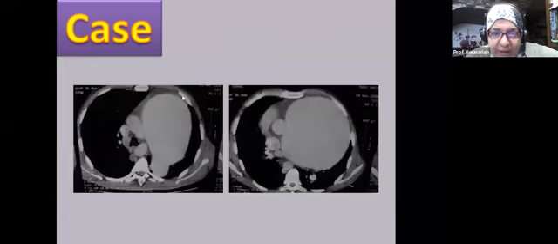Here we have another dilated vessel. This is the main pulmonary artery. There is focal dilatation of the main pulmonary artery; it is markedly dilated. This is an aneurysm of the main pulmonary artery.